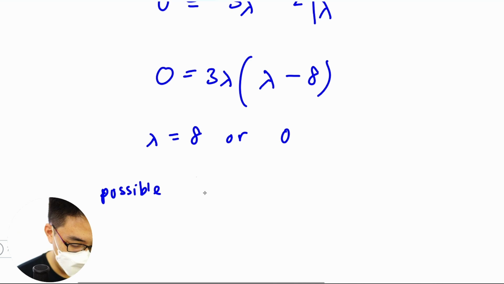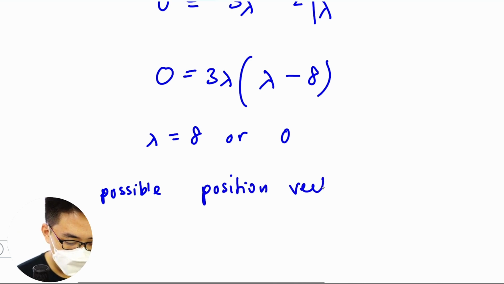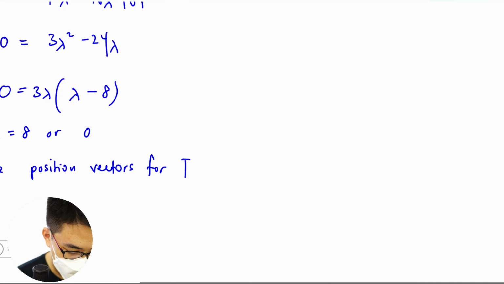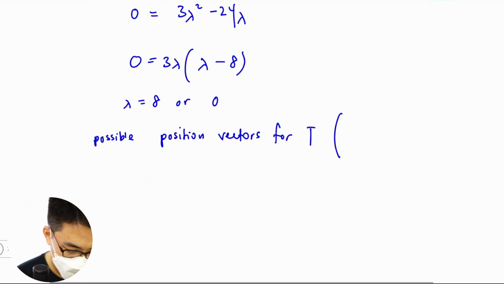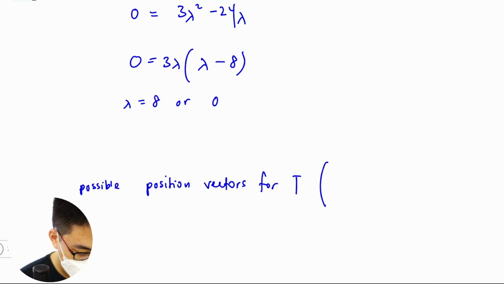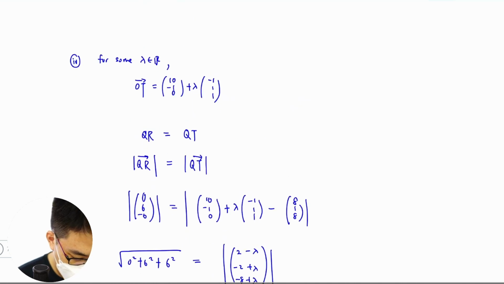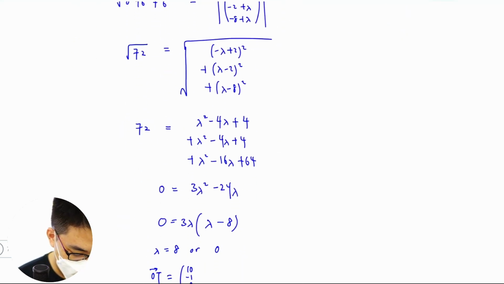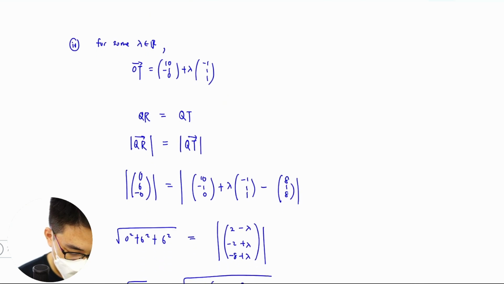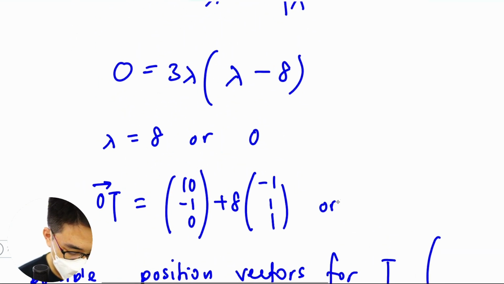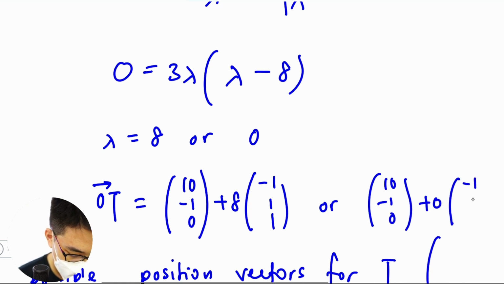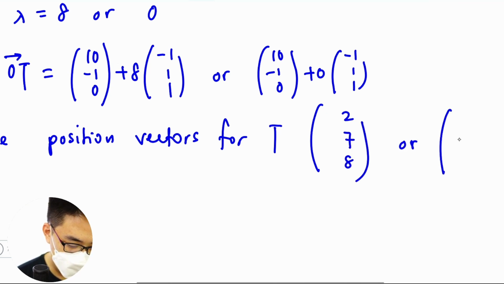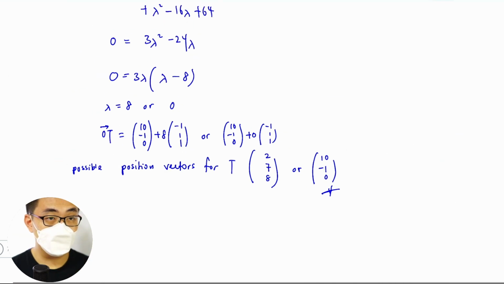Possible position. Okay, then 0 substituted back in. 10 minus 1 0 plus 8 minus 1 1. So it's 10, which is 2, 7, 8. Shown.